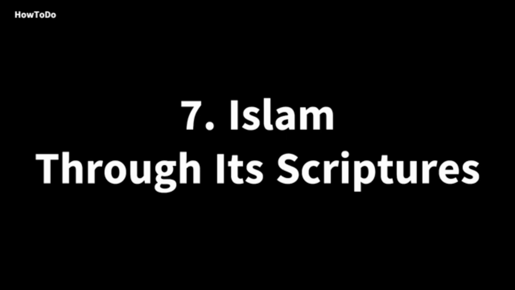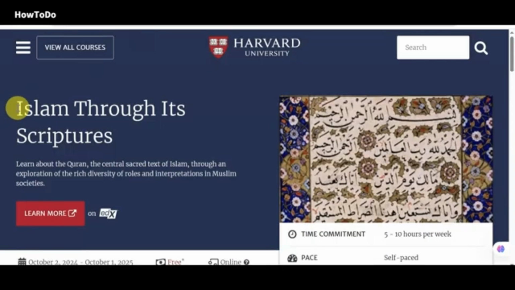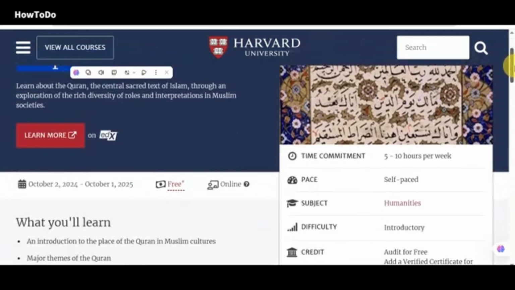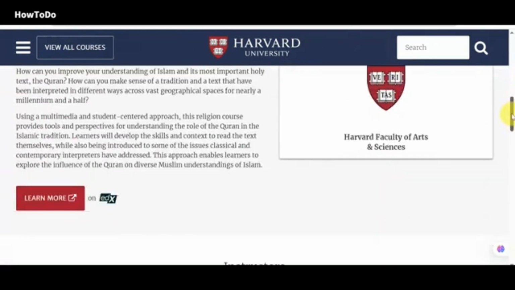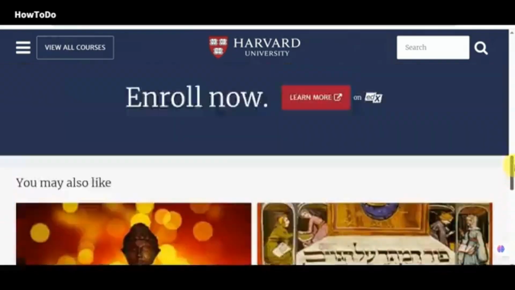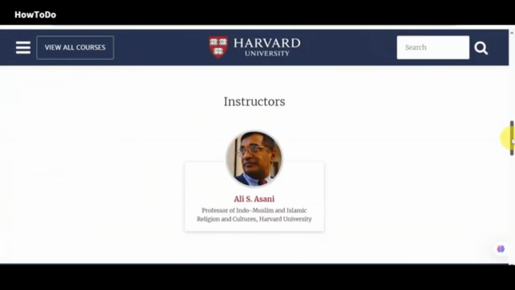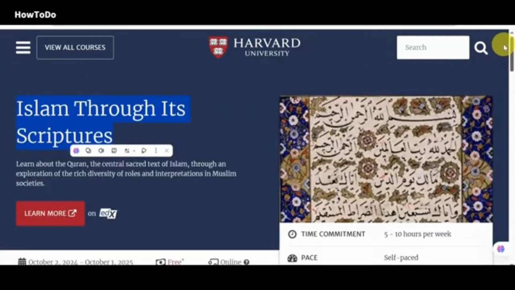7. Islam through its scriptures. How can you improve your understanding of Islam and its most important holy text, the Quran? How can you make sense of a tradition and a text that have been interpreted in different ways across vast geographical spaces for nearly a millennium and a half?